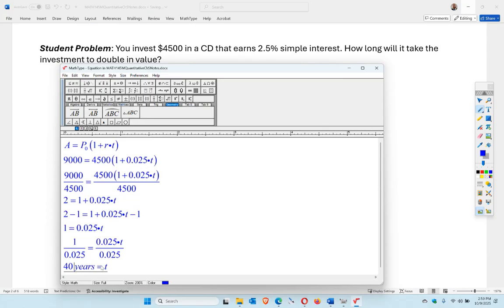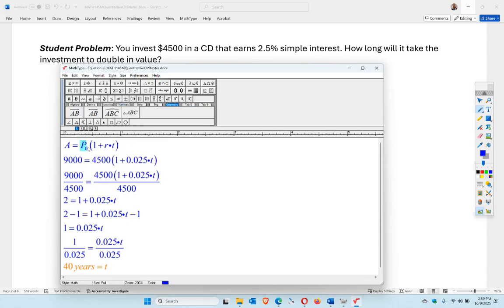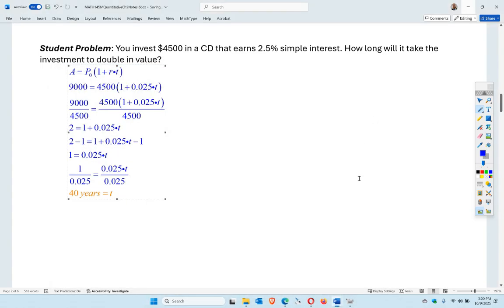Okay, so the question we answered is, how long will it take to double my money? Okay, well, we still use this for not only loans, but for accounts too that generate money, so it goes both ways, right? So I start with 4,500. I want 9,000, so this t is what I want. So I got 40 years later. Okay, all right, that's the end of part 2.